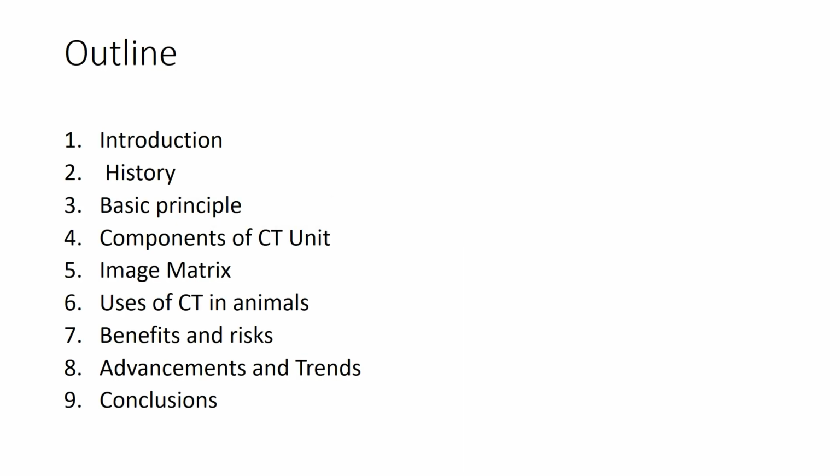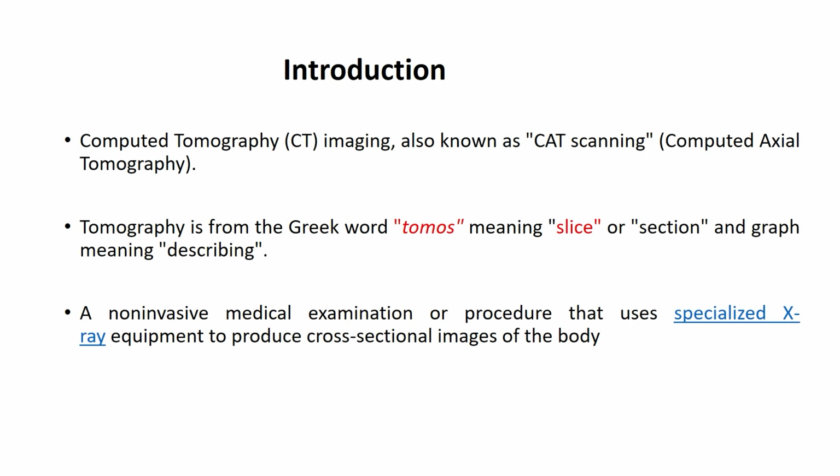CT scan, or computed tomography. Today we will discuss the following topics under the CT scan: introduction of the CT scan, history of the CT scan, basic principle of the CT scan, components of the CT unit, image matrix, use of CT in animals, various benefits and risks regarding the CT scan, advancement and various trends in CT, and finally we will conclude today's lecture. So let's start from the introduction.